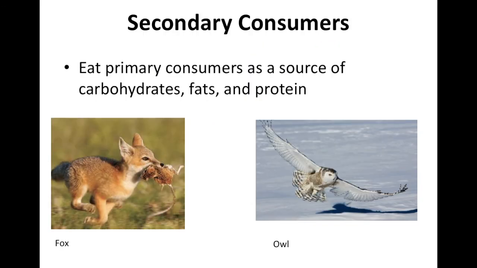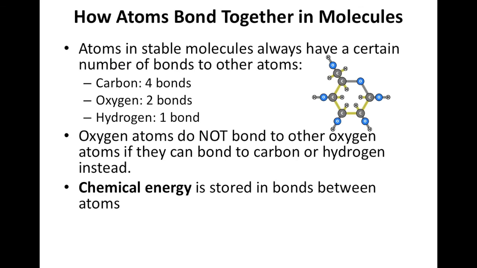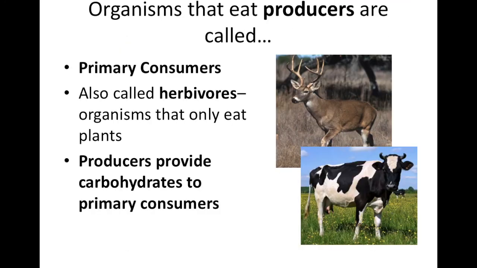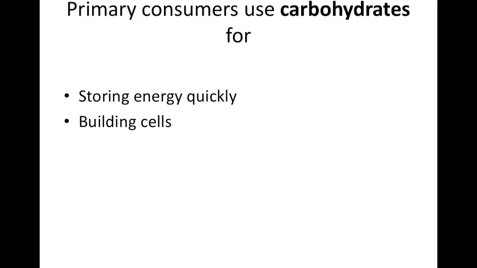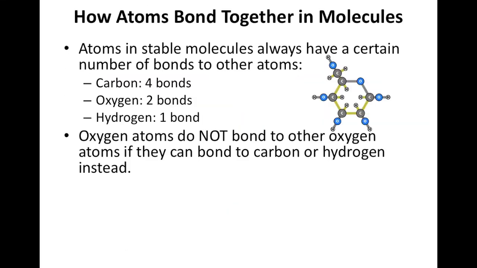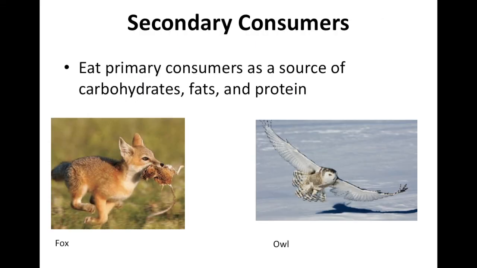Okay, so if we were to go all the way back, we have talked about producers that are then going to be eaten by primary consumers, and then those primary consumers are going to be eaten by secondary consumers. And the secondary consumers are going to use the primary consumers as sources of carbs, fats, and proteins. So here, this cute little fox is eating, not so cutely, this huge rat, and this owl is scoping out the snow wastelands for some other prey.